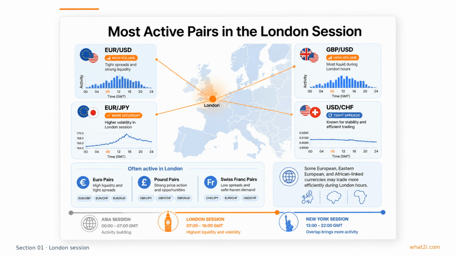More broadly, Euro, Pound, and Franc pairs often show better movement and tighter conditions when London is active. This does not mean other pairs stop trading, but these instruments are often where the clearest session-specific opportunities appear. If you are selecting what to watch during London, starting with these pairs is usually sensible.